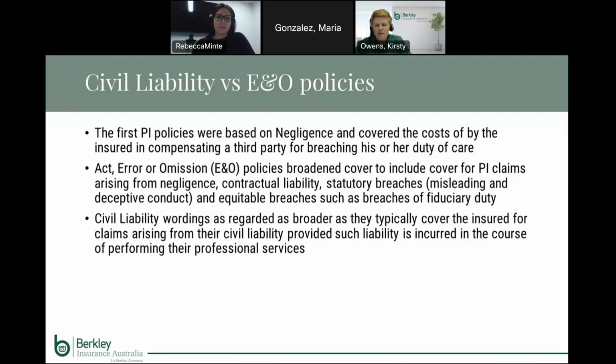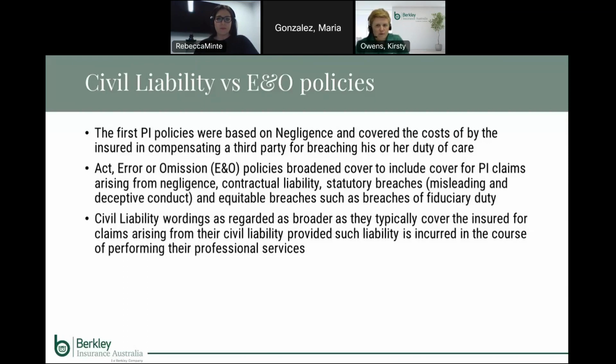So wordings need to be read carefully, as some breaches might be excluded. And so, for instance, when a policy might include contractual liability within the extensions, most policies will also exclude liability assumed by the insured over and above common law.